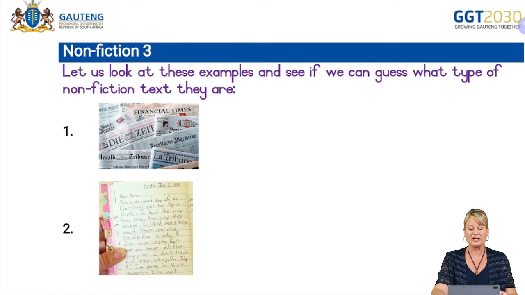Let us look at these examples and see if we can guess what type of non-fiction text they are. Can you see that first picture for number 1? What does that look like to you? All different types of newspapers. So those are newspaper articles. Let's have a look at number 2. Looks like it's been written in somebody's handwriting. It's got the date on it, and they're telling all about what happened and their story and their feelings and everything. And so that is called a diary entry. Very good.